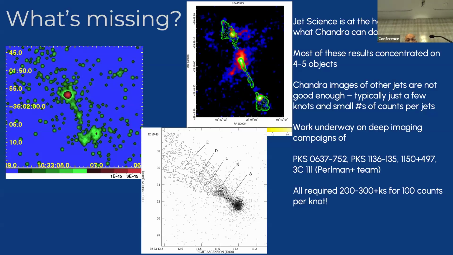There is work underway on deep imaging of a few jets, and I'm going to show you one of them in just a second, specifically Parks 0637. That is by my team. The goal was to get about 100 counts per knot so that we could get limits on the X-ray spectral index of about 0.3, 0.4. Well, we got that, but it's not that great still.